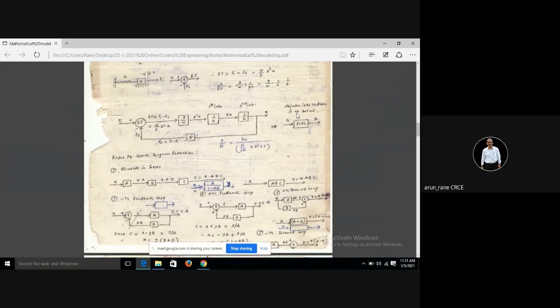So this is what we were discussing yesterday. You have your net force as Fi minus Fs, which is equal to W by G d square x, isn't it? That is Ma. And Ma can be written as W by G d square x. Alright?